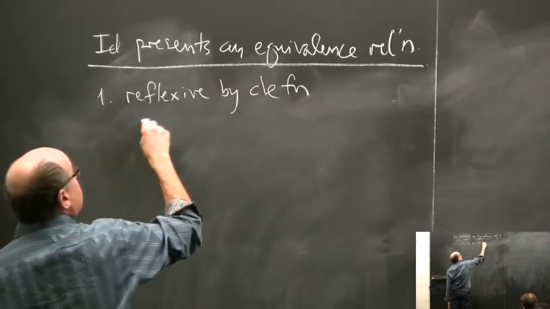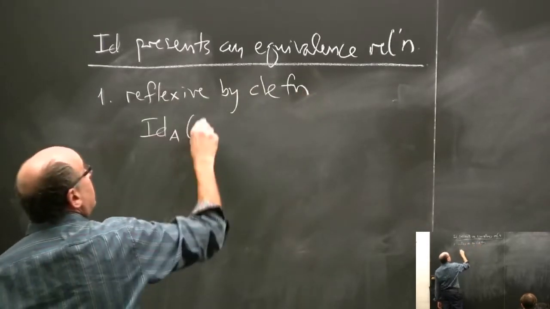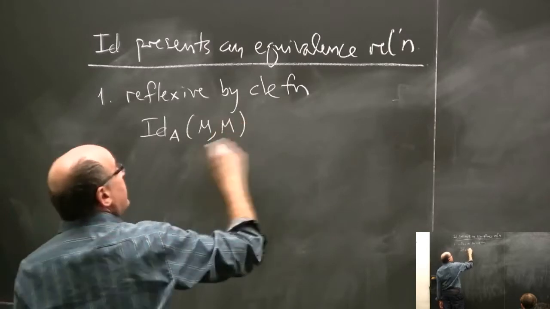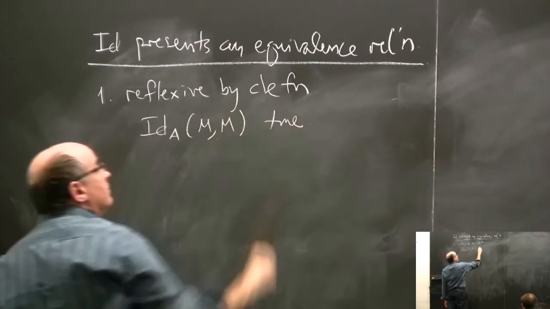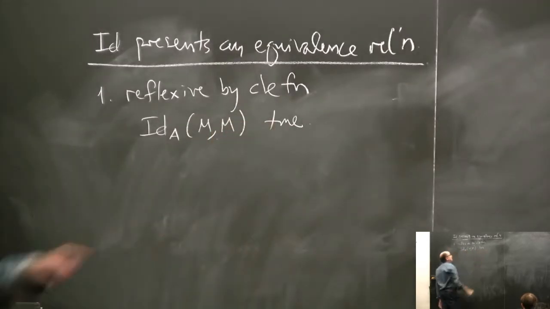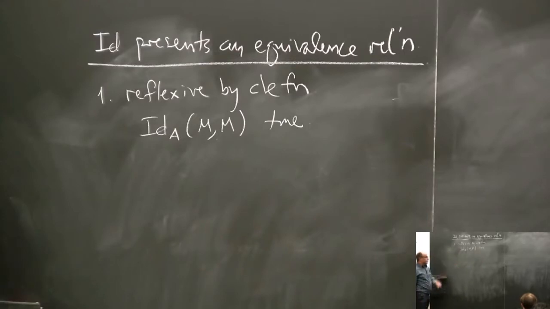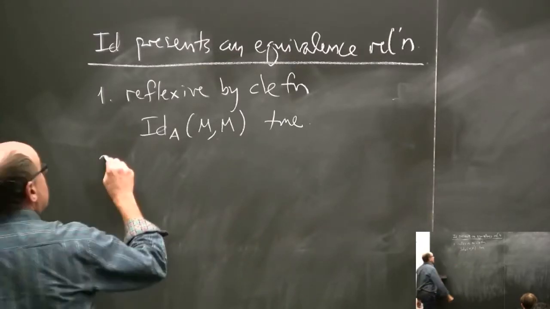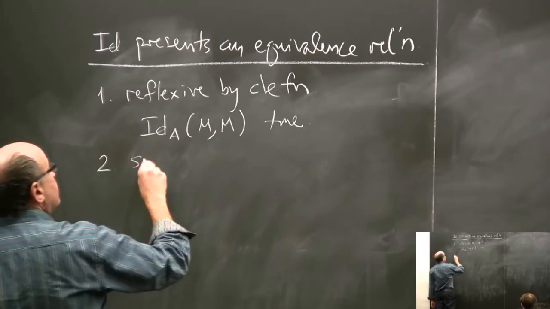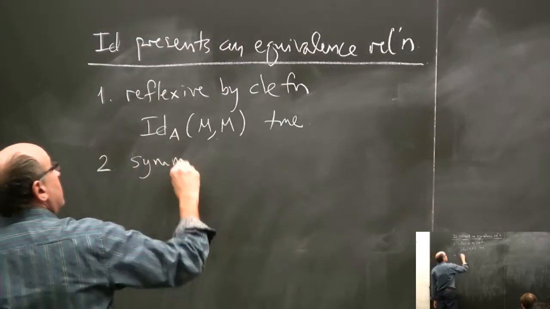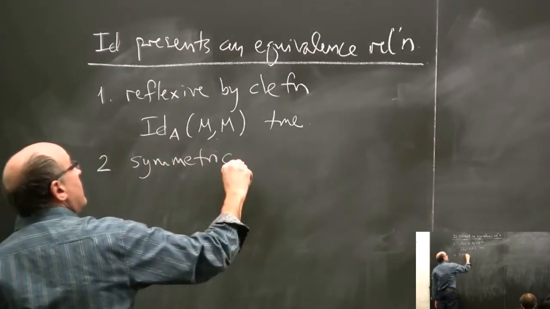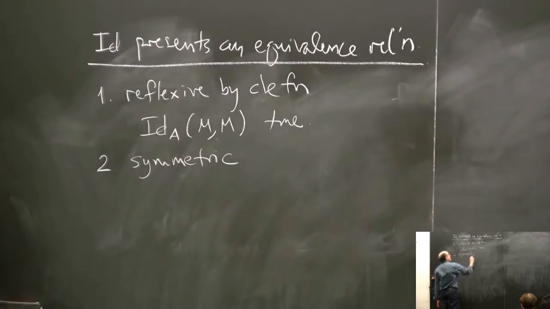In other words, I have the introduction rule. If I read it logically, if you pick any m and a, id a m m is true, meaning that type is inhabited. That's the intro rule, it says exactly that. So that's true by definition. So the next thing is, is it symmetric? And how do we prove this? So how do we do symmetry?